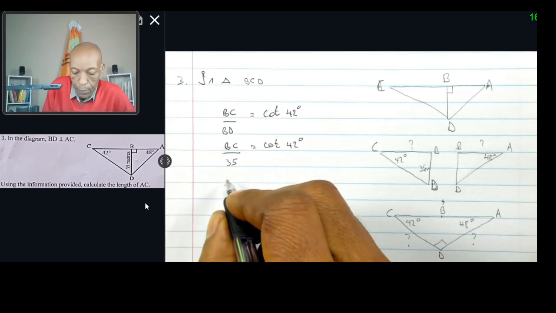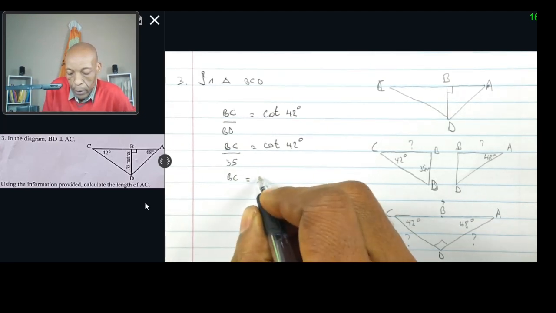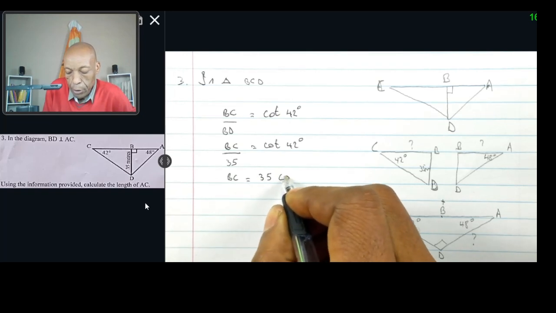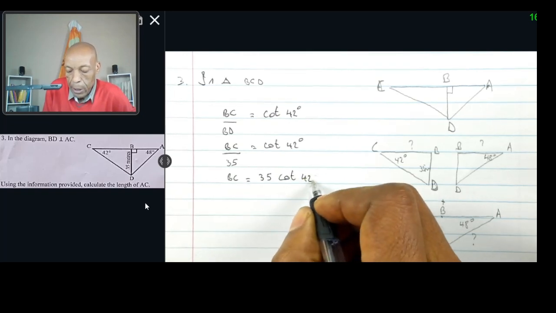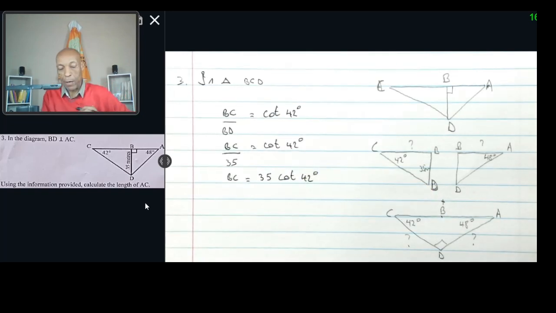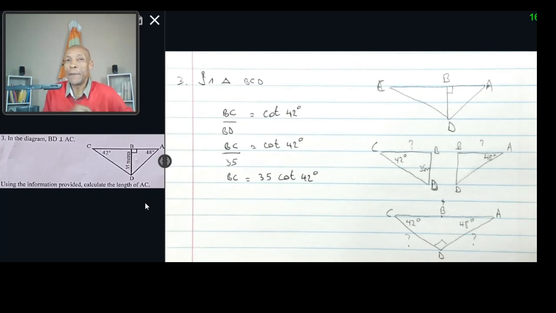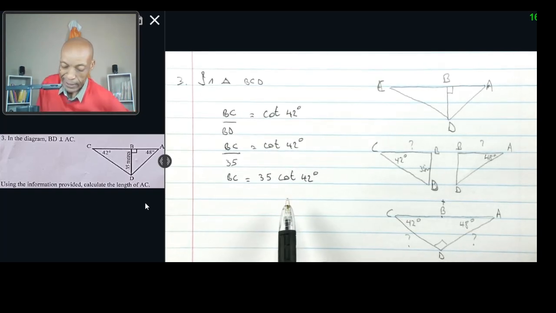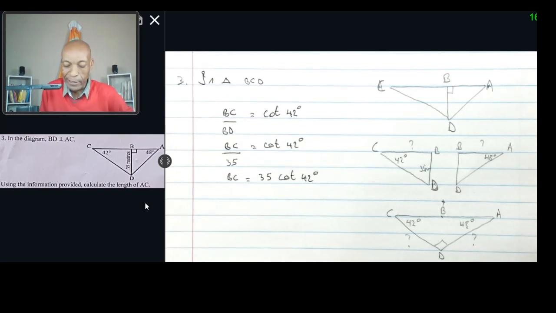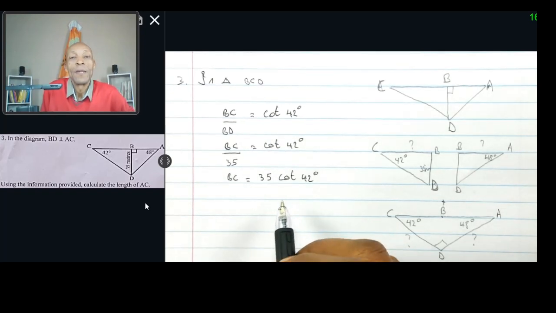Then BC will be equal to... I've already shown you the cross multiplication in the first video. Check it out if you haven't. Now, how do we deal with this? Because the calculator doesn't have it. I haven't met a calculator which has that yet. Maybe I must go check the latest, see if they have.